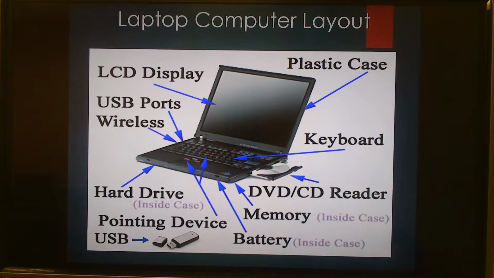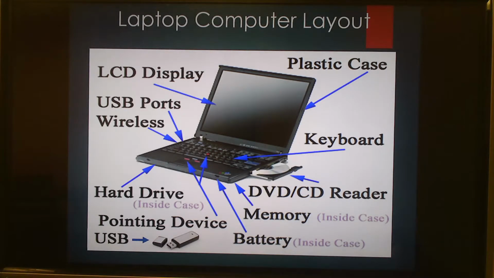And then you've got your laptop computer layout. You've got your LCD display, your plastic case, of course, that contains the whole thing. Your USB ports are usually on the side. There are buttons for wireless. Usually the wireless thing will come on now. You don't actually have a button for the wireless. You got hard drive. That's inside the computer.